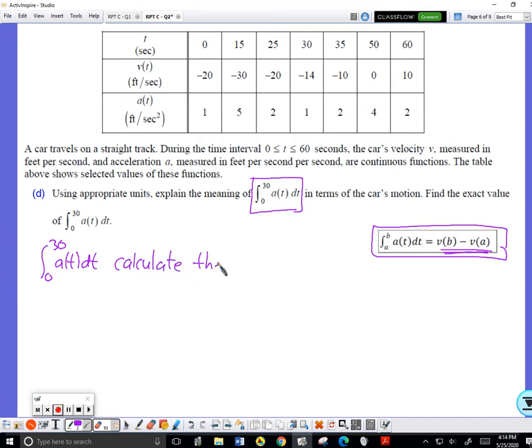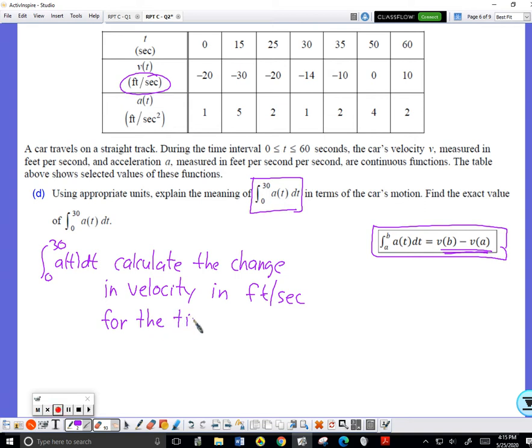the change in velocity. You need to remember units in velocity is measured in feet per second. Change in the velocity in feet per second for the time interval, 0 seconds to 30 seconds.